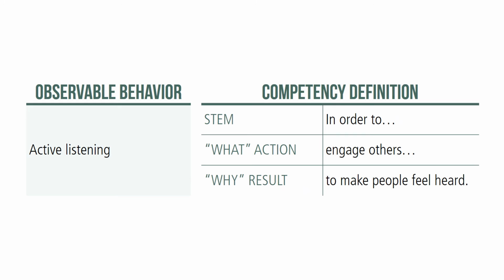So here's our example using a model that helps us develop great leadership competency definitions. First, we start with an observable behavior. Let's say it's active listening, as we've used in our previous example. Then we create our competency definition in 3 steps: our stem, our what or action, and our why, which is a result. The stem is "in order to," with a what, "engage others," and finally a why, "to make people feel heard." So with our observable behavior, we now have a competency definition of: in order to engage others to make people feel heard.